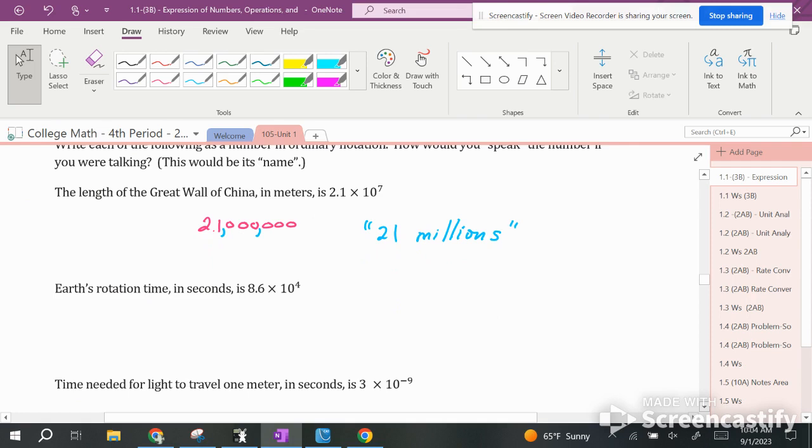Okay, so here's another fact. Did you know that Earth's rotation time takes about 8.6 times 10 to the 4th seconds to rotate? I don't really know what it's rotating on. I don't know. Anyways, so how would we write this number? Do you need to write the little swoopy things? Can you just tell me what number it is?